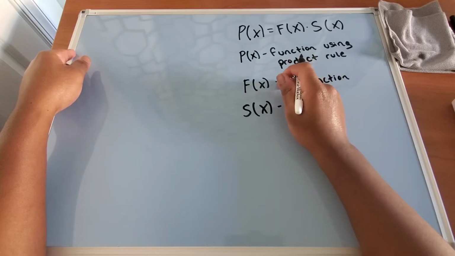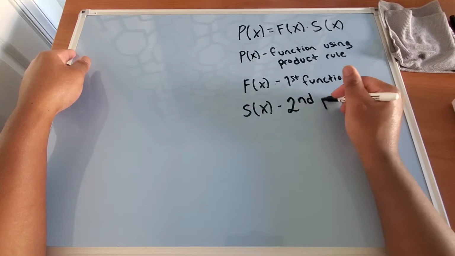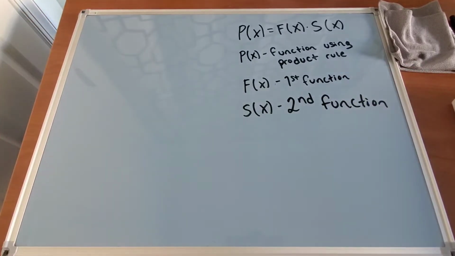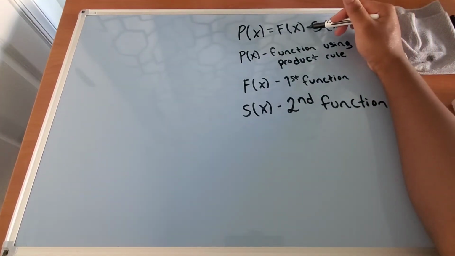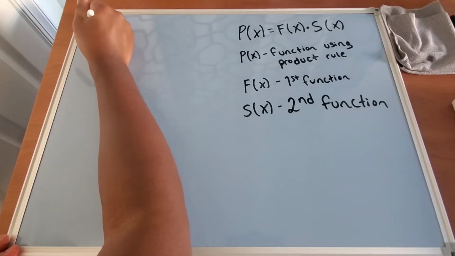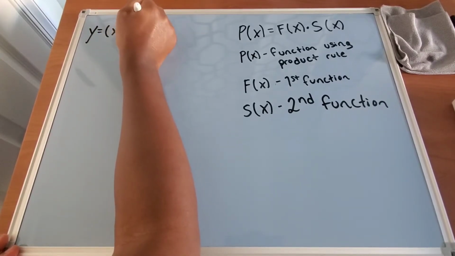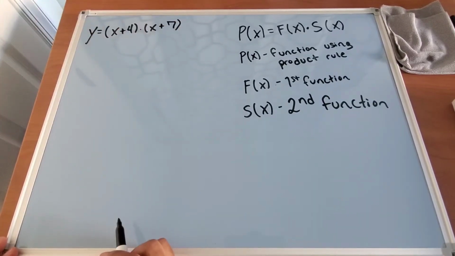Also, if at any point you get seriously irritated by me not writing straight, I will try my hardest, but no promises, because this is a little bit tricky writing on whiteboards. So, product rule can only be done if it's the product of two different expressions. If I wanted to show you what would be considered a product rule, if you had y equal to x plus 4 times x plus 7, that's a product rule.